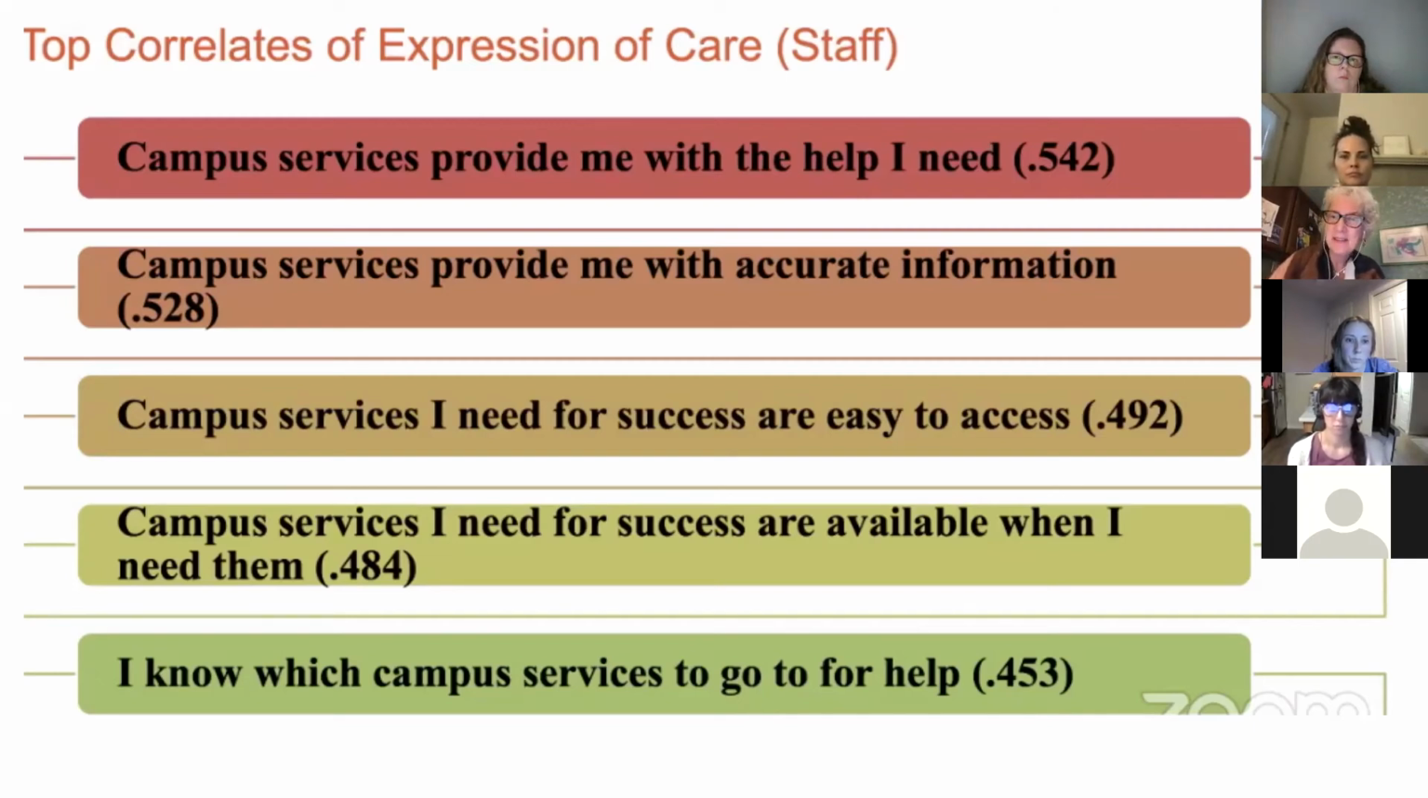Campus services I need for success are easy to access. So reducing access barriers is important, and they're available when I need them. So this is important too. And we might need to think about that in other areas such as night students and students needing help beyond the daytime. And I know which campus services to go to for help. So that's something else that we need to make sure of.